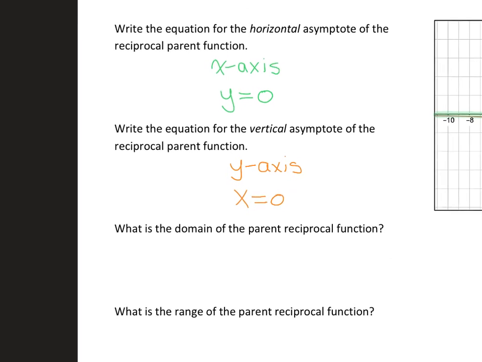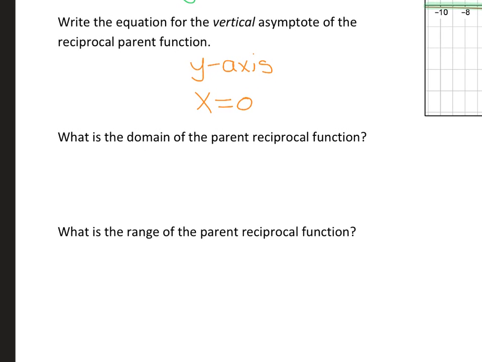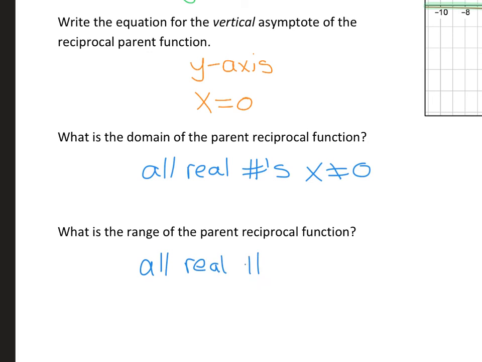And so if we look at the domain and the range of this parent function, we can see that our domain is all real numbers essentially, with the exception of 0. X cannot equal 0. Likewise, our output is also all real numbers, except that our output cannot equal 0.